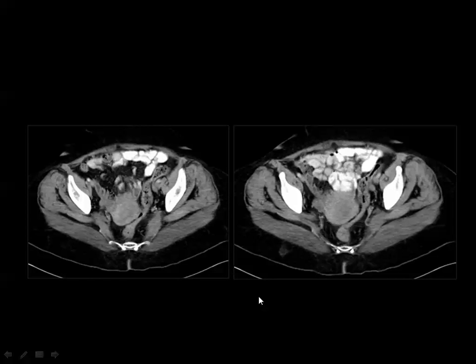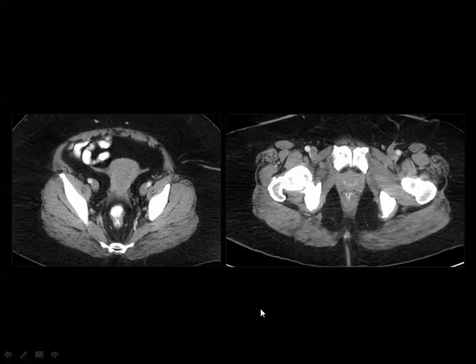Then more lower down, you will see the uterine fundus or the uterine corpus, the body of the uterus, and sometimes you can identify one or both ovaries as small, round, or oval-shaped structures on both sides of the uterine corpus. Lower down, you can reach the region of the anal canal and the ischiorectal fossa.